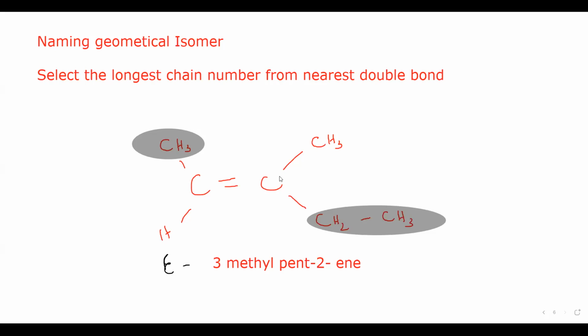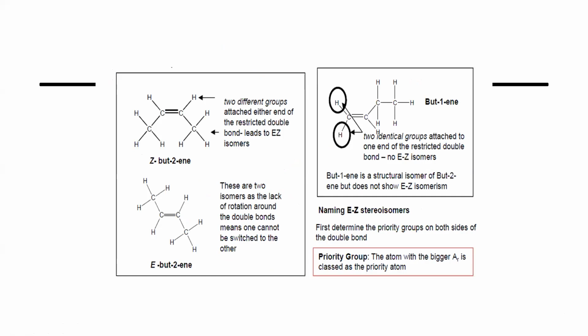So same way, another example. It's the same way we name, but the last part is the only addition. So first, how to name this? We select the longest carbon chain. This is our longest carbon chain, and we number 1, 2, 3, and 4. So second position, we have a double bond and there are 4 carbons, so it is butene.